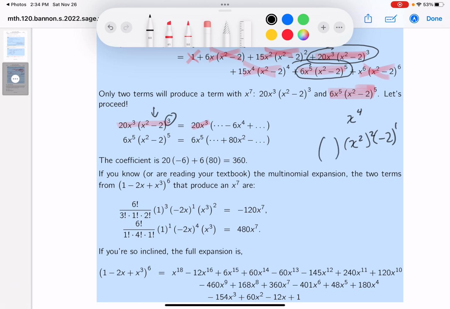What comes over here? Well, it's going to be 3, 2, or 1. Doesn't much matter. Now, let's take a look at that. What would that give us? Let's see. You get 3 times minus 2, which is minus 6, x to the 4th. Good. I got this one over here.